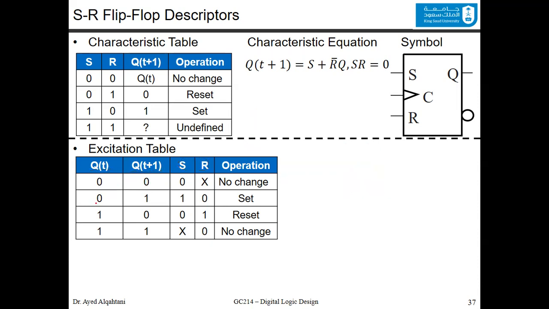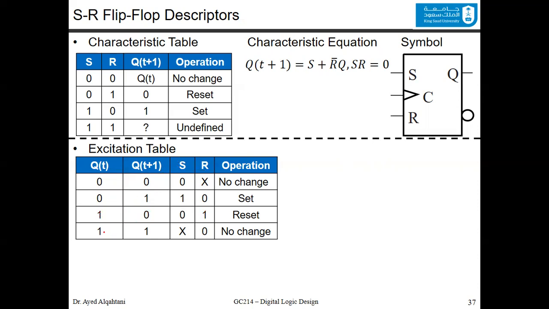For this combination, the present state is 0 and the next state is 1. This happens only when you try to set. When you try to set the next state, then S is going to be 1 and the R is going to be 0. Similarly, for this case, if you start from 1 and the next state is going to 0, then you must reset. The R must be 1 and the S must be 0.